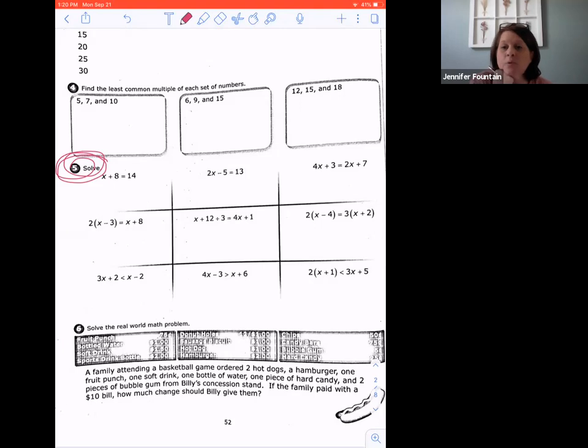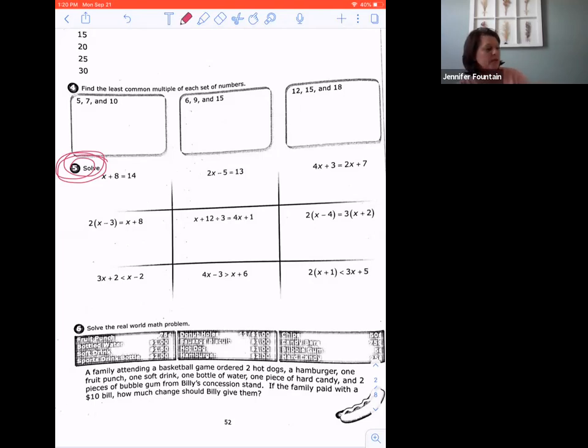And then, like I said, I will email you the assignment that I'll count as a quiz grade, just working on solving with variables, equalities and inequalities. I will email that to you this afternoon, and it won't be due until next Monday.